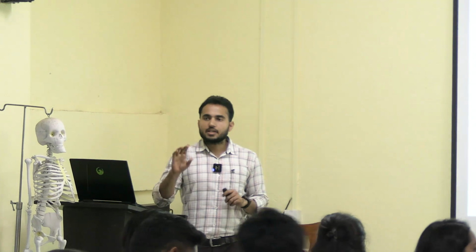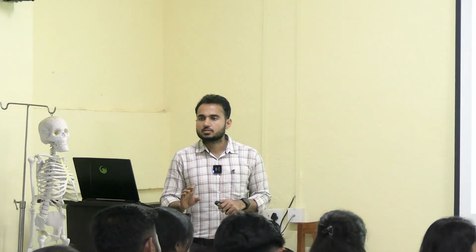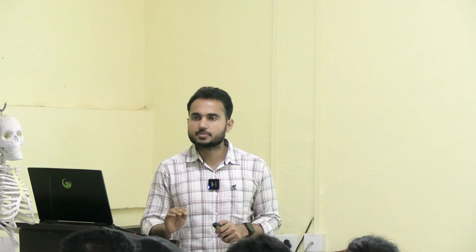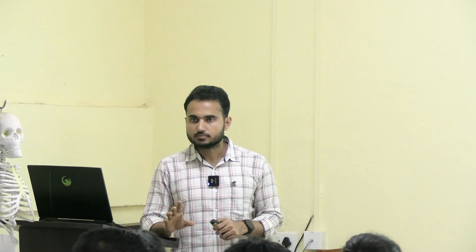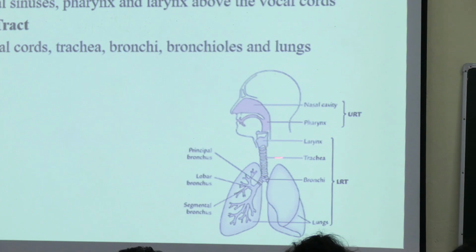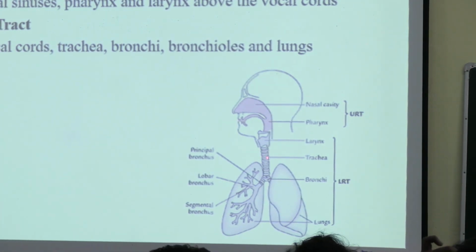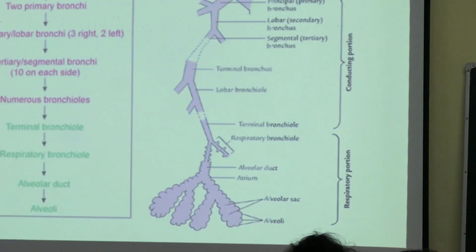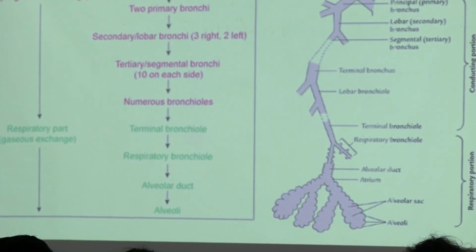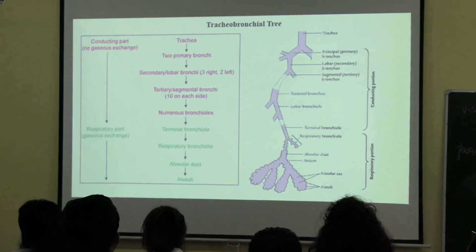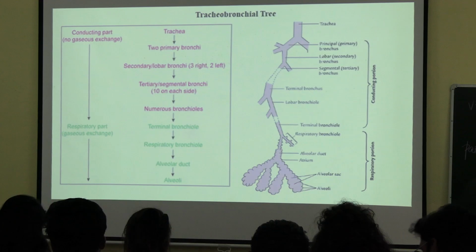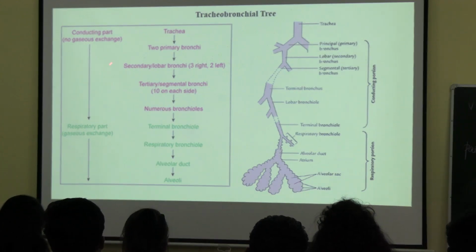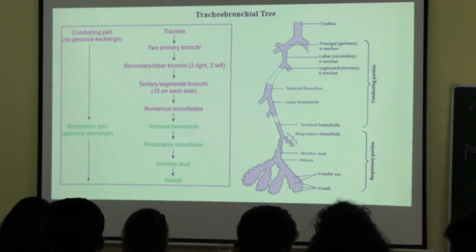So now we will discuss which part of the respiratory tract? The lower respiratory tract, and that also from the trachea. Now here you can see the upper respiratory tract and the lower respiratory tract. So we'll start from the lower respiratory tract, that also from the trachea. Now have you heard about this tracheobronchial tree? Anyone? What is this tracheobronchial tree? Here also two parts are there. This is the conducting part and this is the respiratory part. This is very important.